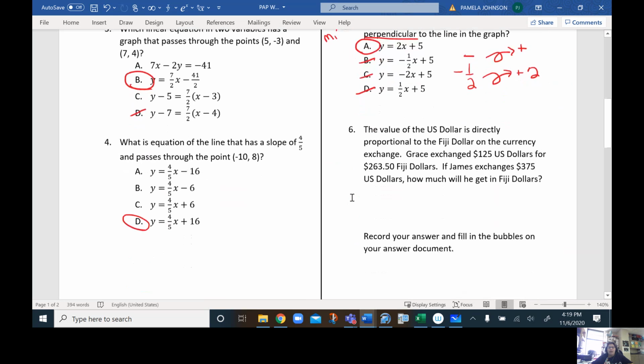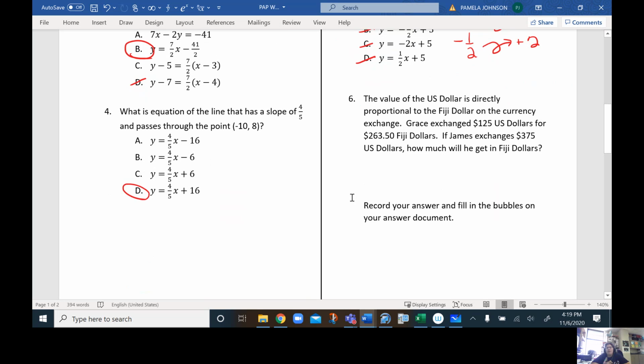Number 6. The value of the US dollar is directly proportional to the Fiji dollar in the currency exchange. Grace exchanged 125 US dollars for $263.50 Fiji dollars. If James exchanges 375 US dollars, how much will he get in Fiji dollars? All right, so here's what we're going to do. We're going to set it up as a proportion. Remember, it said that it was directly proportional. That's our direct variation.